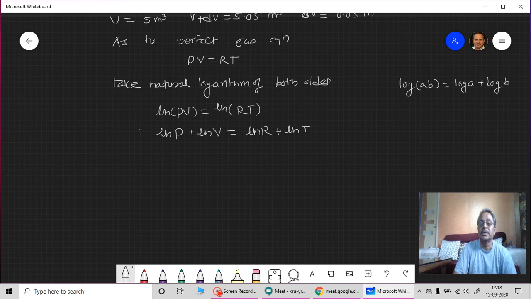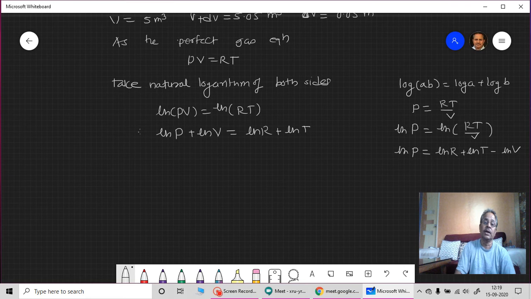Or if you want, you could also write this relationship as P is equal to RT upon V. Then taking log of P is equal to log of this RT upon V. This is in the numerator, this is in the denominator. So I could have obtained ln of P is equal to ln of R plus ln of T minus ln of V. You could do this also. That is also valid or allowed. So you can do it both ways, you can go by either path.